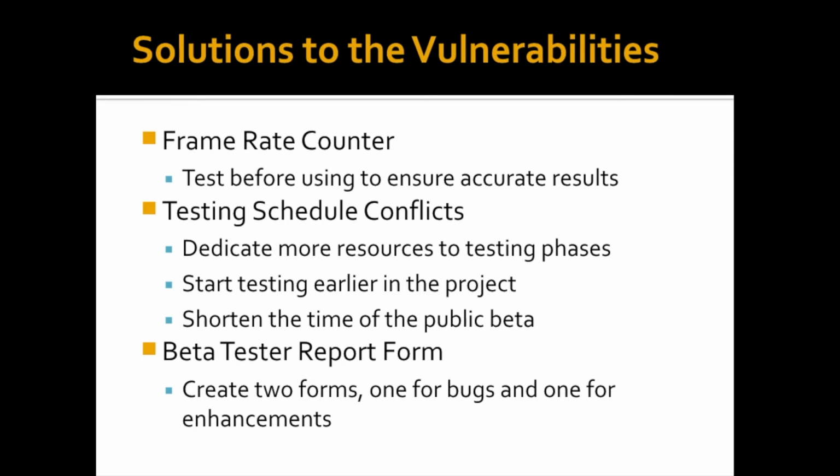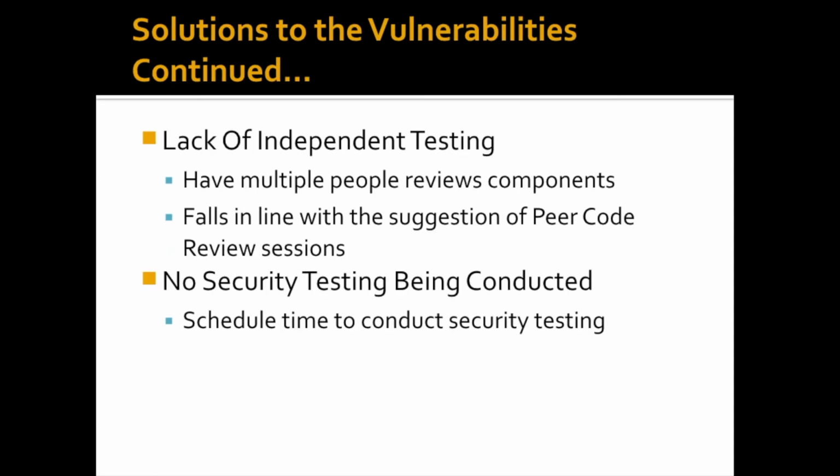With the beta tester report form, we said that they should create 2 separate reports, one for bugs and one for enhancements. This will help the person who is reviewing the feedback, as they can easily discern what's a bug and what is an enhancement. For the lack of independent testing, we kind of covered this in our alternative strategies. We suggested peer code review sessions, and that way multiple people are reviewing components. And then with the security testing, they just need to schedule time within the testing phase to conduct security testing.